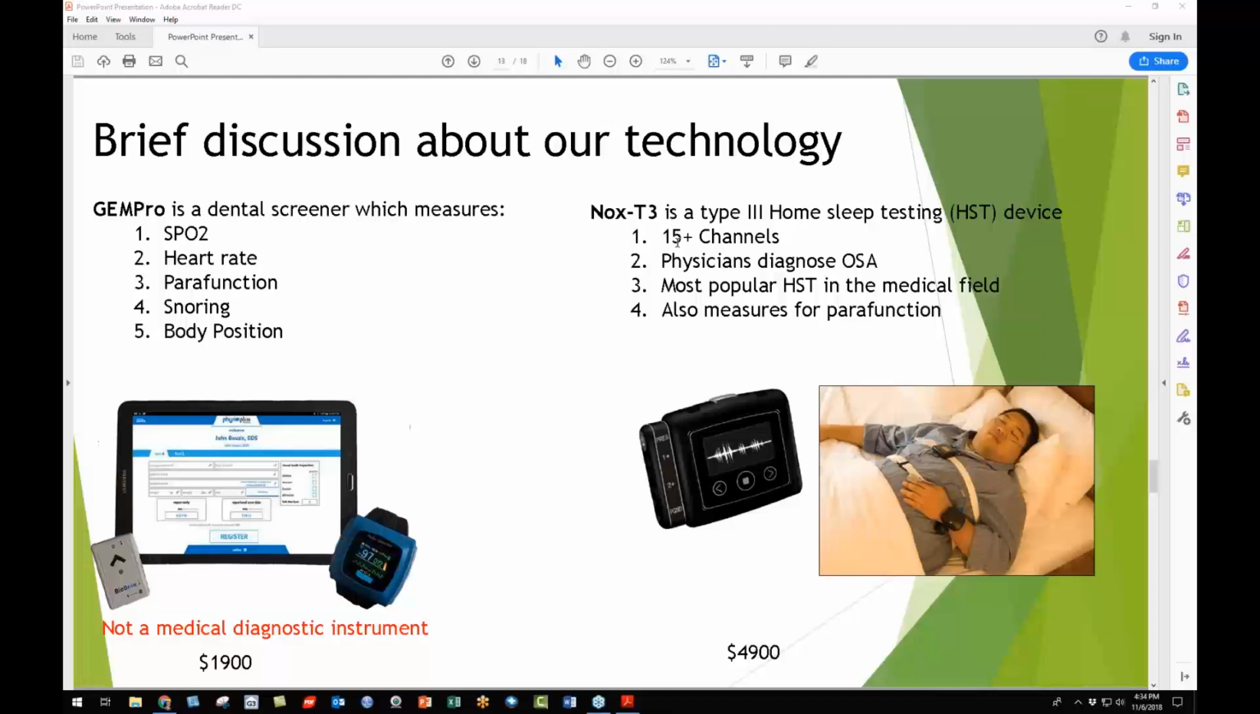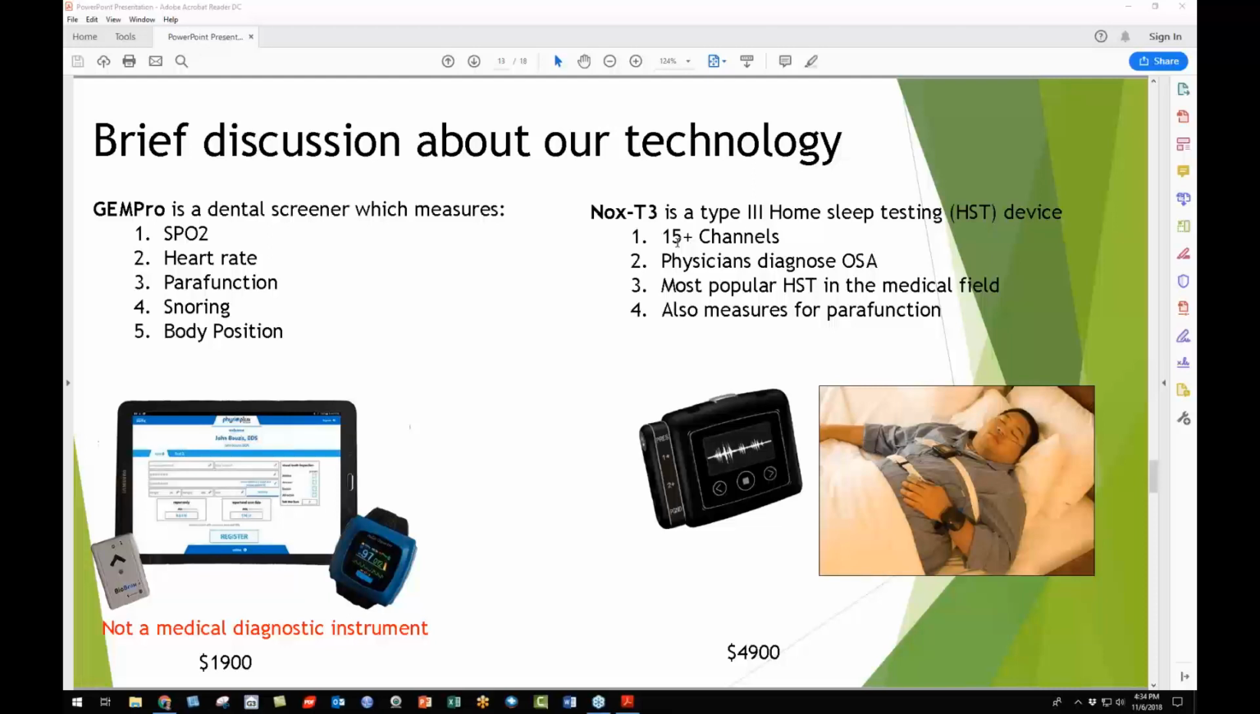And there's 2 devices that I like. One of them I developed. The other one I helped develop. And one is a screener. It's called the Gem Pro. And that's a dental instrument. It's not a medical device. It was designed for dentists, and it measures the oxygen desaturations and your heart rate. It measures parafunction, snoring, and body position.